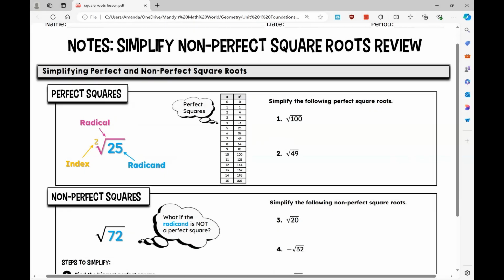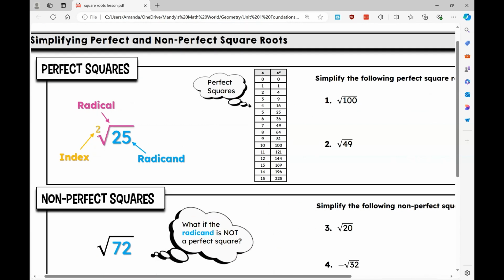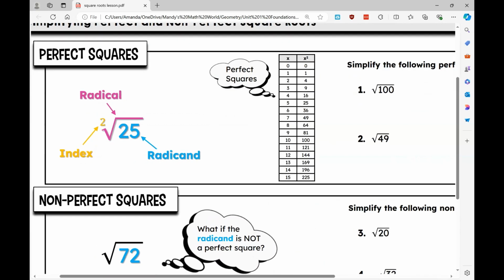Let's get started on today's notes, a review of simplifying non-perfect square roots. The first thing I want to do is go over perfect squares and square roots. So first, let's get into a little bit of vocabulary. Right here, we have the square root of 25.